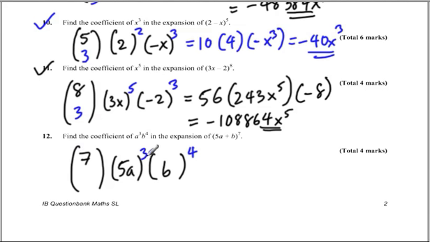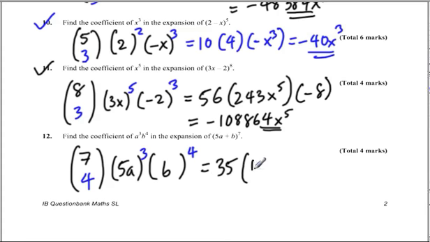A cubed, b4. This is a cubed, this is b4, and this is going to be 4 as well, because the number over there is the same as the exponent over there. So what is this equal to? 7 choose 4, and that's equal to 35.